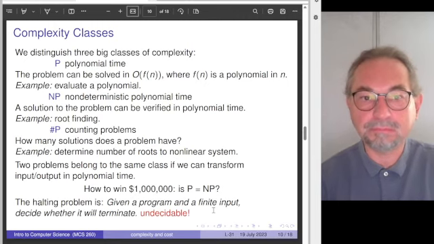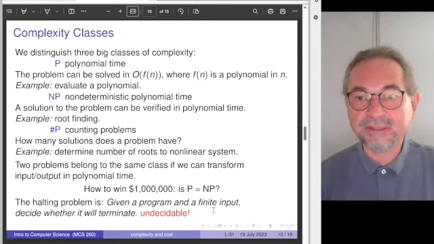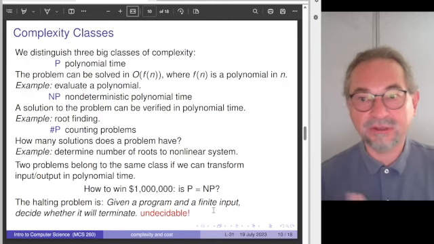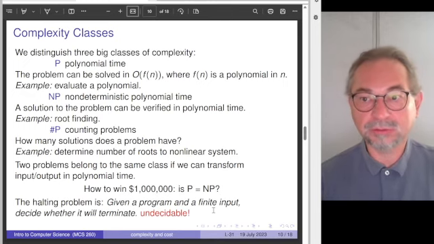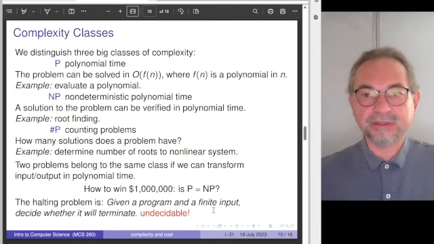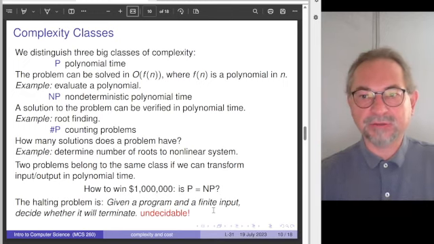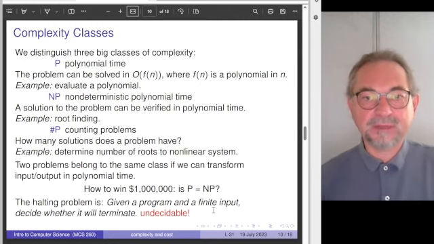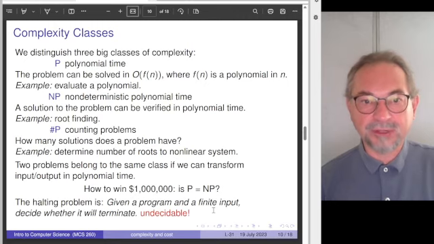So polynomial time is the class of problems for which efficient algorithms exist. The evaluation of a polynomial, if you use the nested Horner method, can be done in n multiplications and n additions or subtractions as well. That's clearly a polynomial time algorithm.